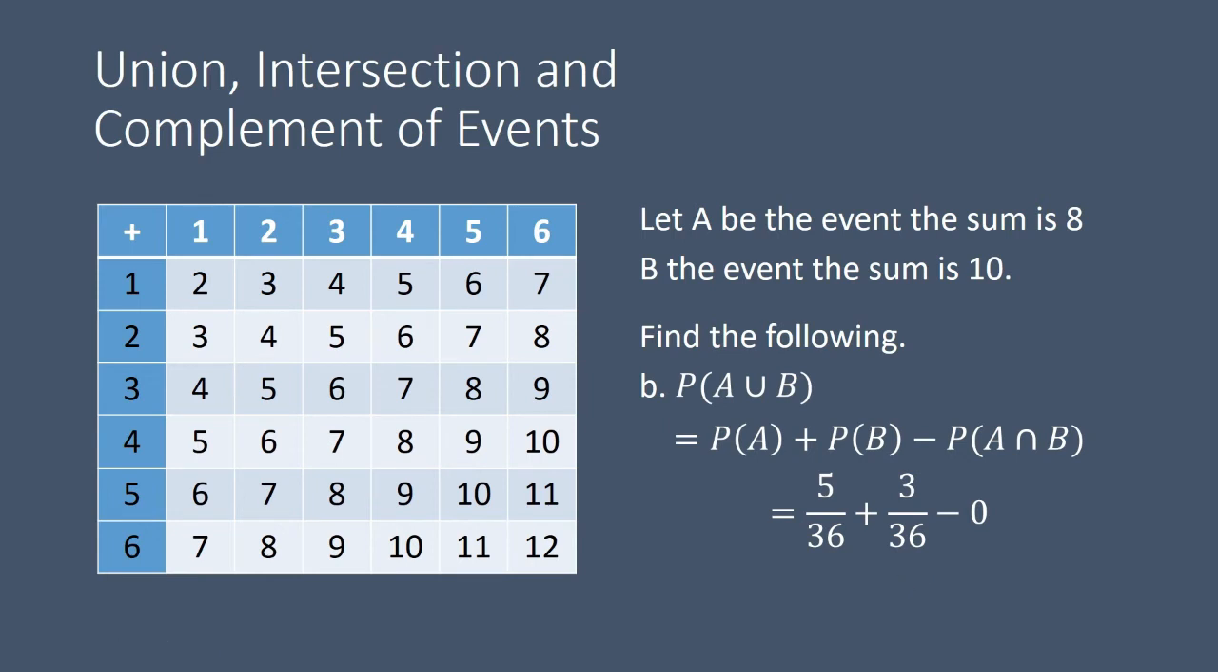I mean, the sum cannot be 8 and 10 at the same time. So that is an impossible event, which means the probability of A intersection B is 0. So this is equal to 8 over 36. We cancel the common factor. The common factor here is 4, so it becomes 2 over 9. The probability that the sum is either 8 or 10 is equal to 2 over 9.